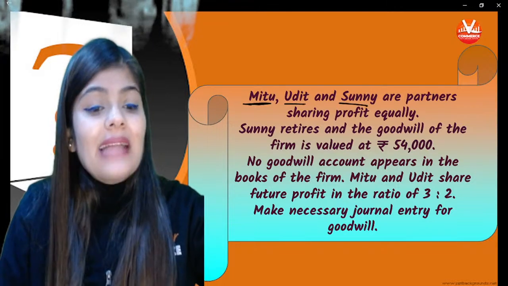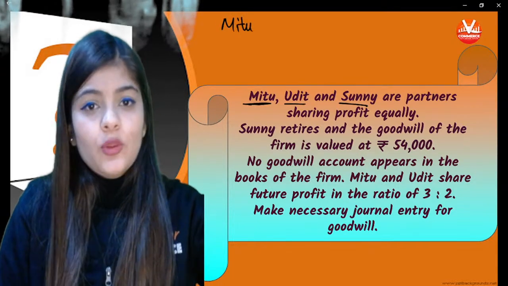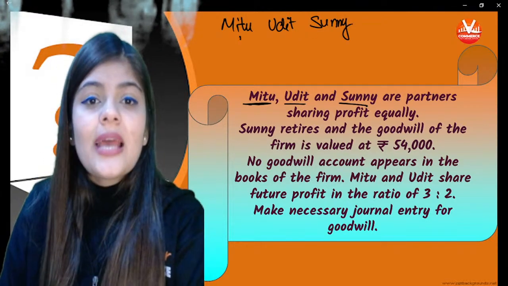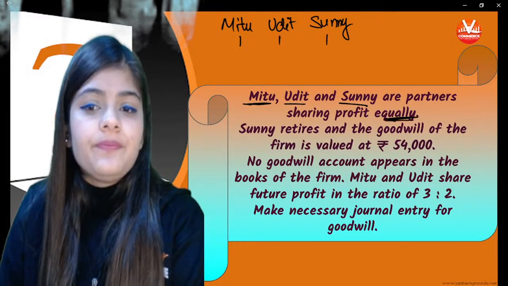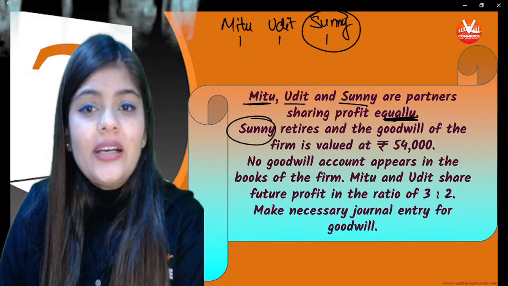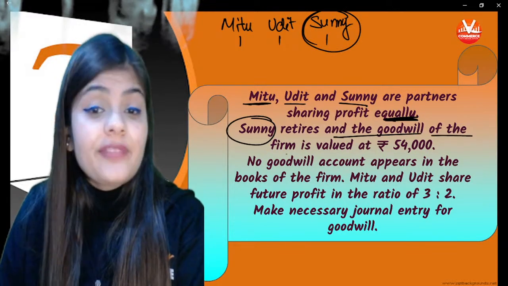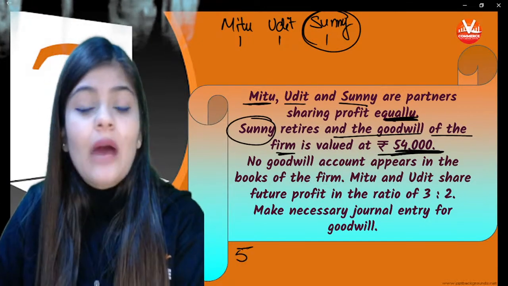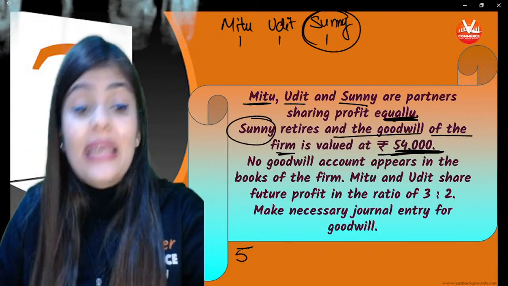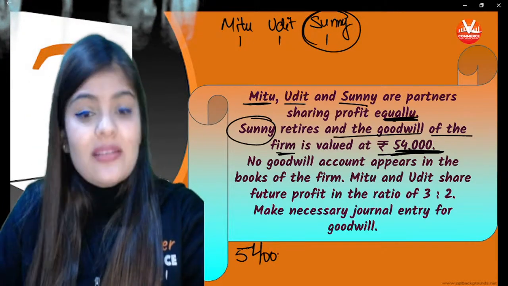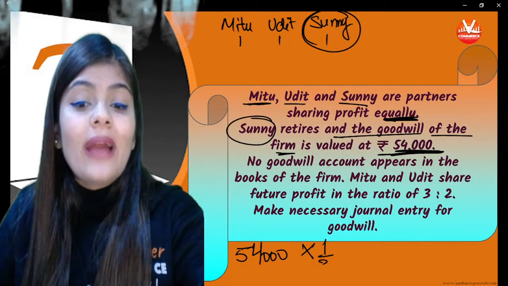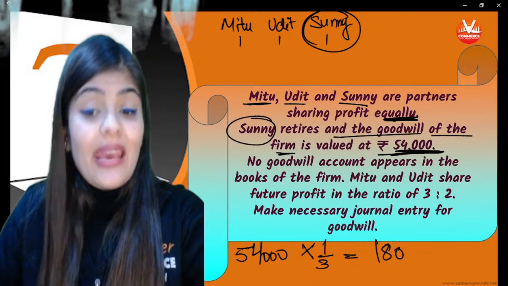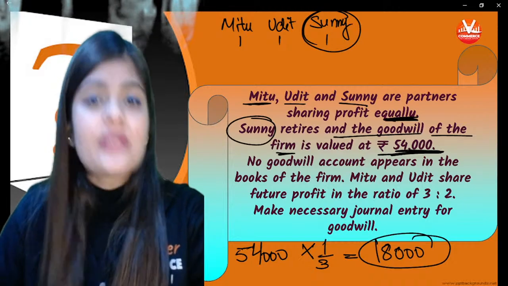Meetu, Udit and Sunny are 3 partners sharing profits equally. Sunny retires and the goodwill of the firm is 54,000. So in 54,000, you will calculate his share. Sunny is retiring and his share is 1/3. So 54,000 multiplied by 1/3, his share of goodwill is 18,000.